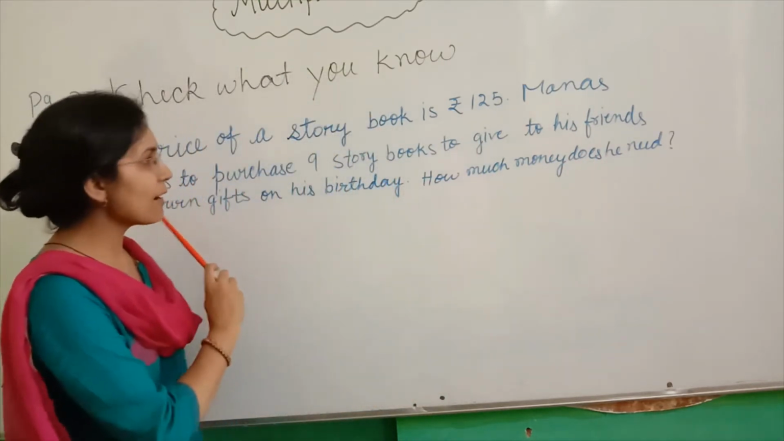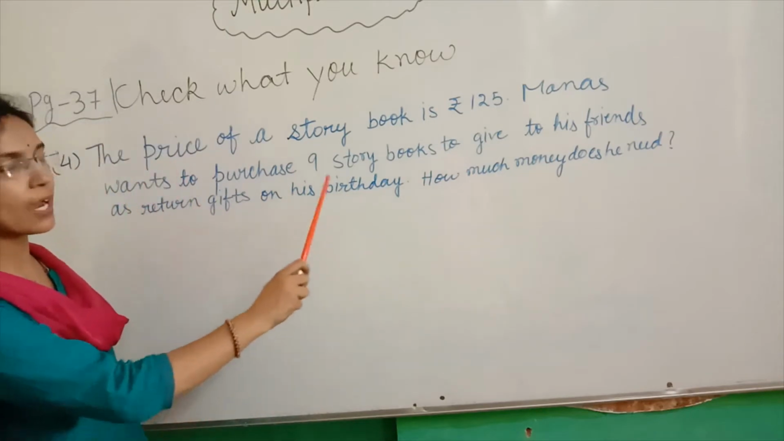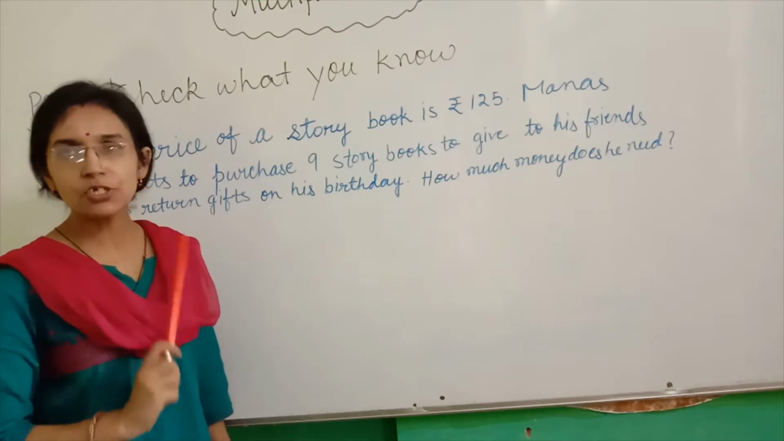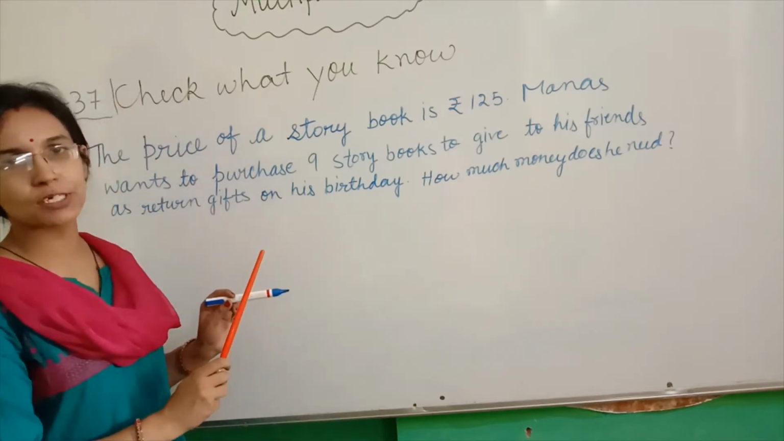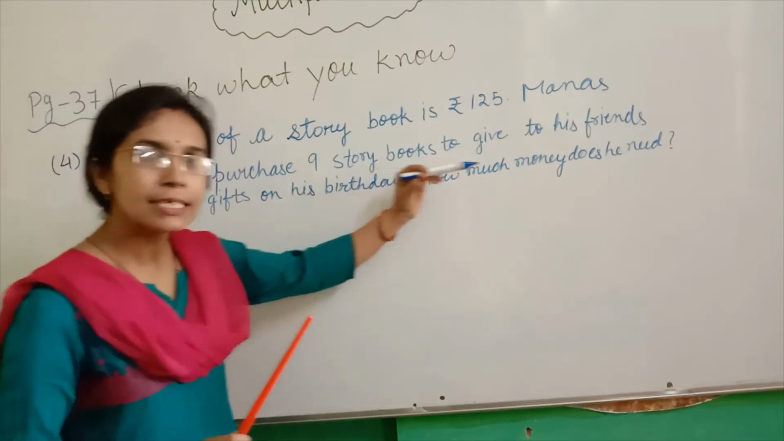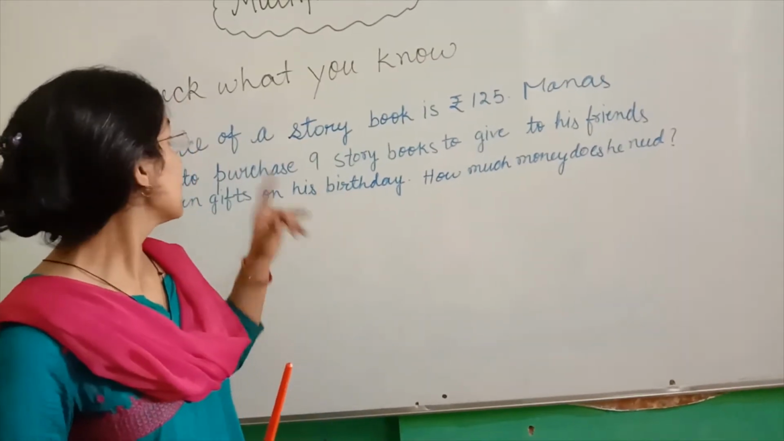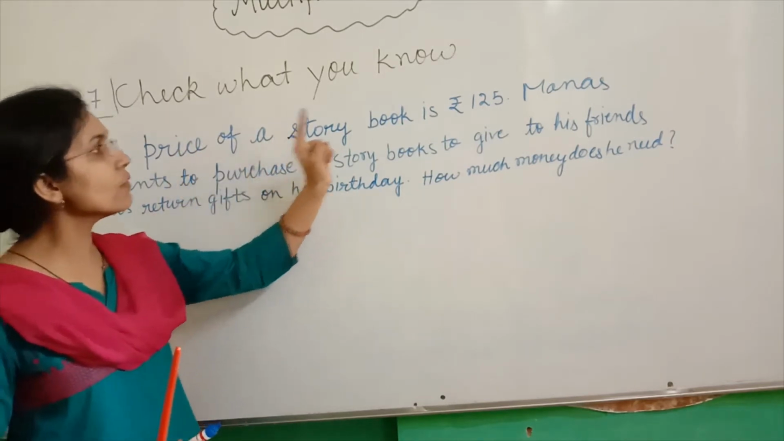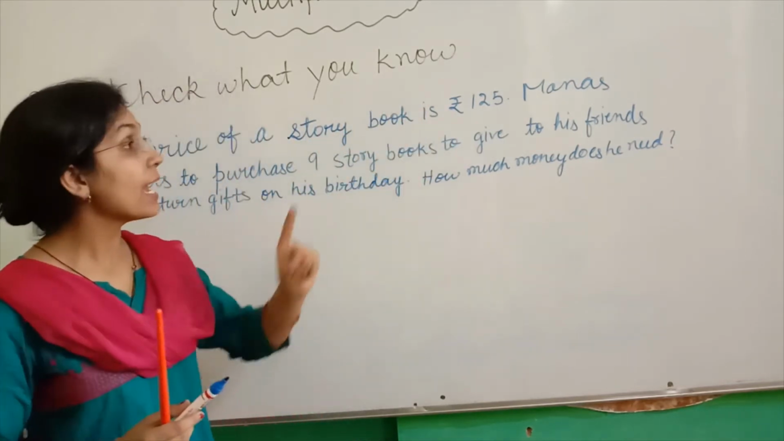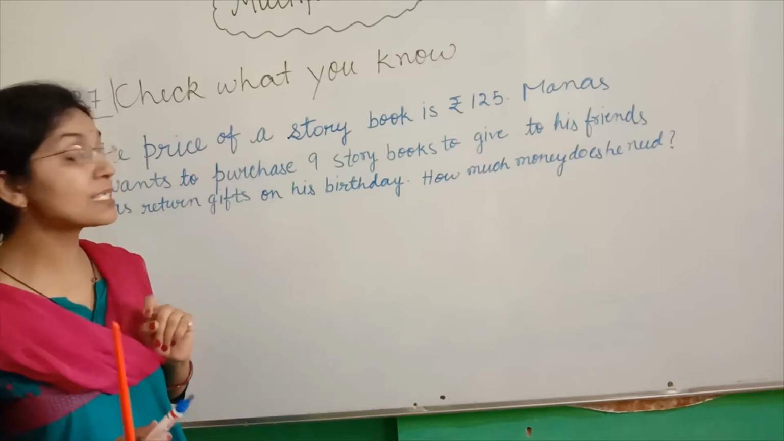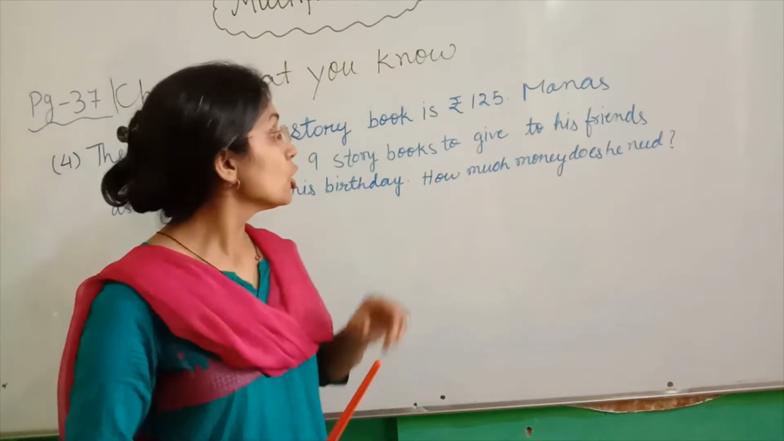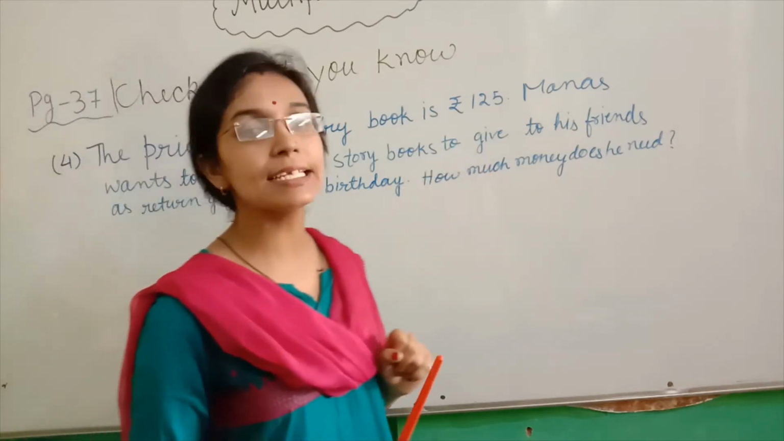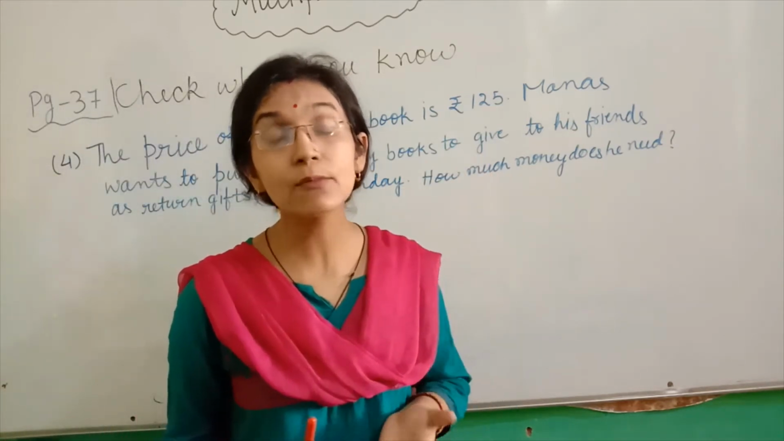Then we have gone through the question, which operation we have to follow over here? We have to follow multiplication. So children, before going to start story sums, we write down the steps. The question. We have read the question, we have gone through it. What is the question? Price of one storybook is given. And Manas wants to purchase 9 storybooks, children, as a return gift. So the question is, how much money does he need? So, just think what operation we have to follow.